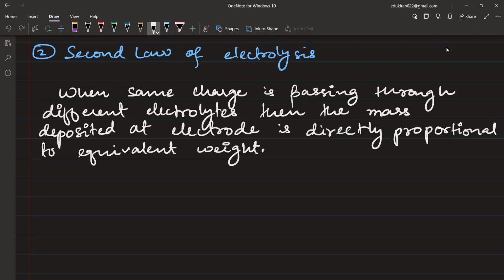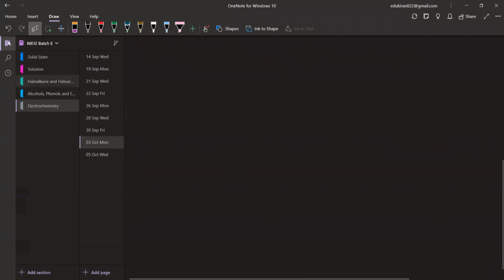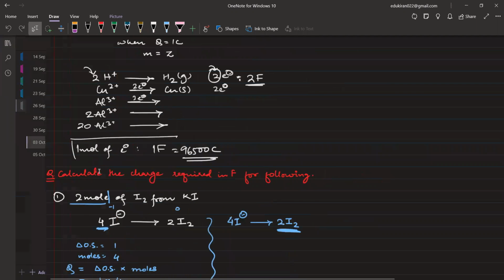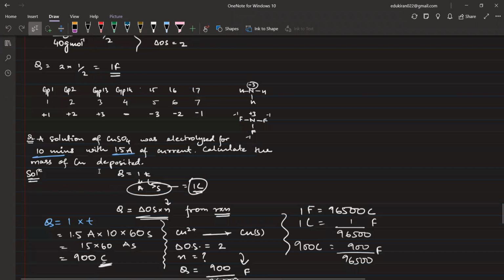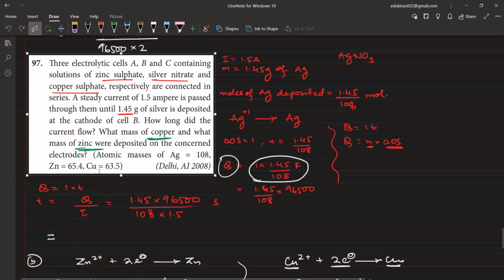Now this particular second law of electrolysis can be useful in some ways, but again, the two equations we have will solve all the problems. This is not going to help you in any of the problems, and it does not have anything related to the numericals. You may see the last problem that we did, of different cells. From here you can see what the difference is: the mass deposited is directly proportional to the equivalent mass.